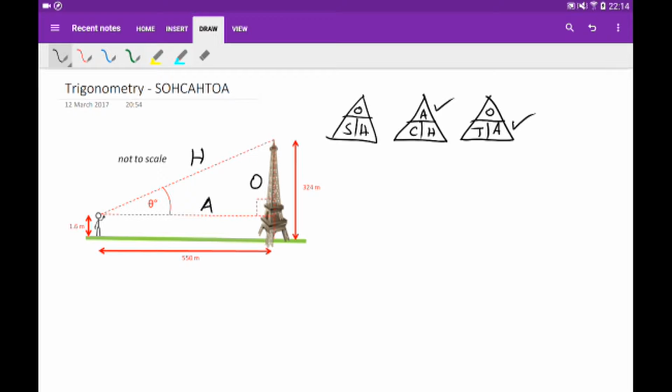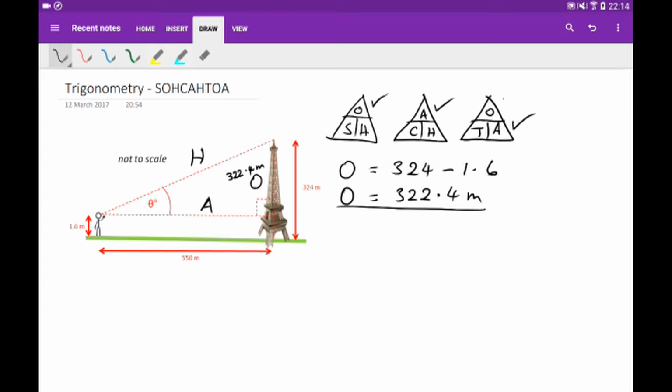So I can work out the length of this opposite side quite easily by doing 324 take away 1.6. I'm just going to write that down. The opposite side is 324 take away 1.6, and that's going to give me 322.4. Take away the 1, 323. Take away the 0.6, 322.4 meters. So I'm going to write that next to my O on my diagram, like so. So that's 322.4. Now I know my opposite, I can tick O in my triangles as well.